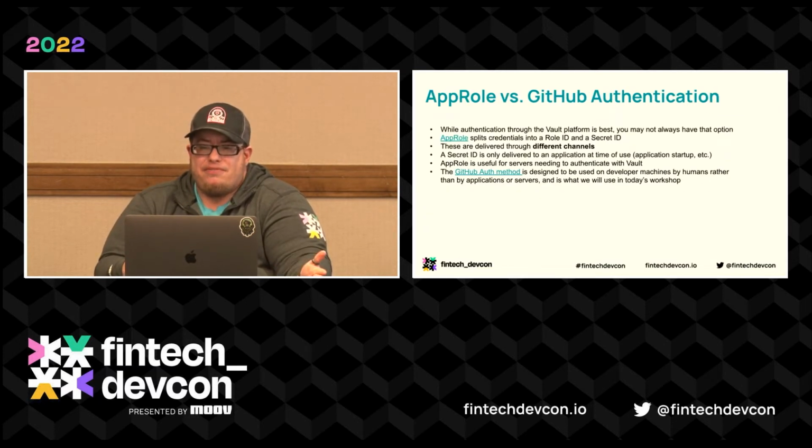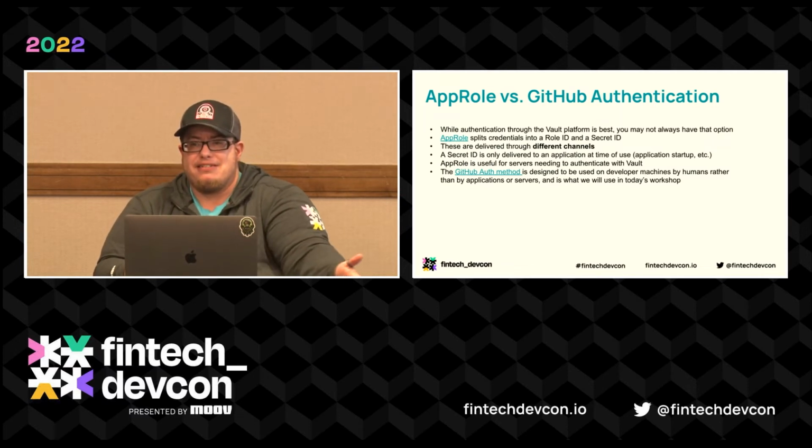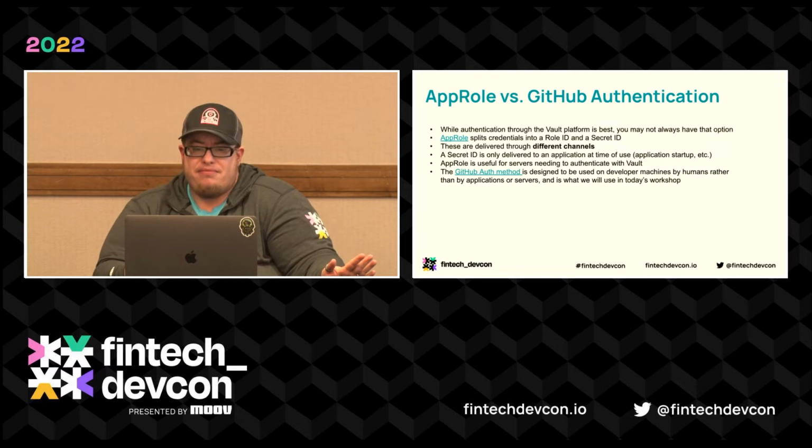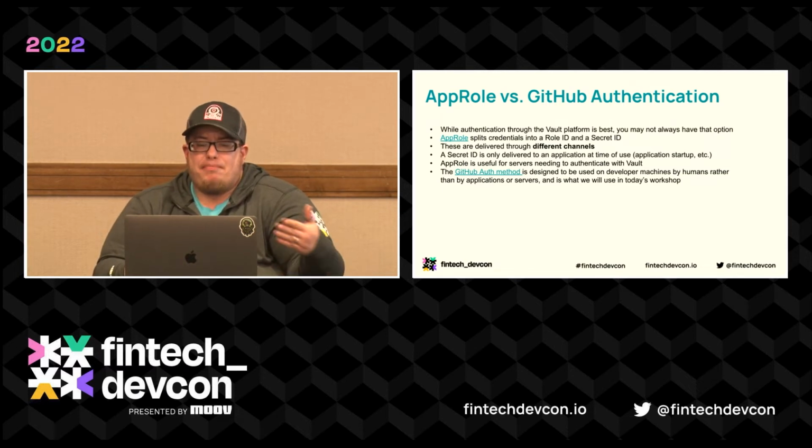But app role versus GitHub authentication. Okay, there's two of these things. Authenticating through the Vault platform directly is best. You might not always be able to do that. If you're running on bare metal, or if you're running a plugin that doesn't necessarily support Vault, you might not be able to authenticate directly through Vault. So then what do you do? That's okay. You can have app role. That's where app role comes in.